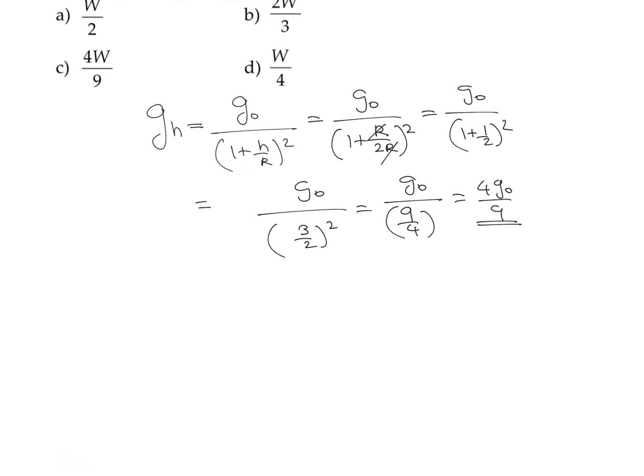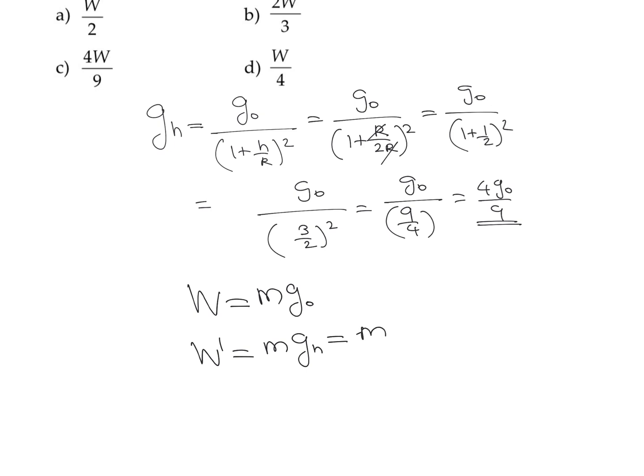But in the question, they're asking to find out the value of weight. So weight on the surface is nothing but mass into acceleration due to gravity. So weight on the surface is m into g naught. So if you want to find out the value of weight at a height h, we can write this as mass into acceleration due to gravity at a height h.